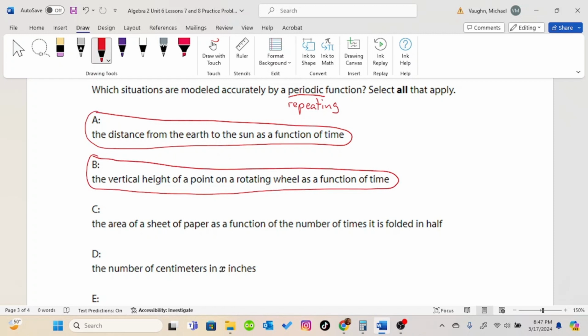Choice C, the area of a sheet of paper as a function of the number of times it is folded in half. This is going to be exponential decay.